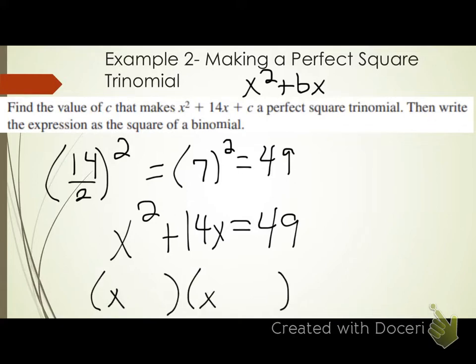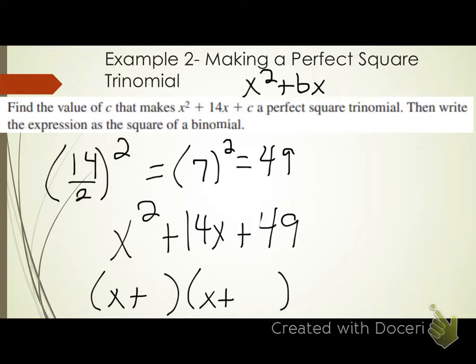Got our x and our x. That's not equals 49, that's a plus 49, my bad. This plus sign in front of my c value tells me what? That my signs are going to be the same. If they're the same, what are they both going to be? Addition.